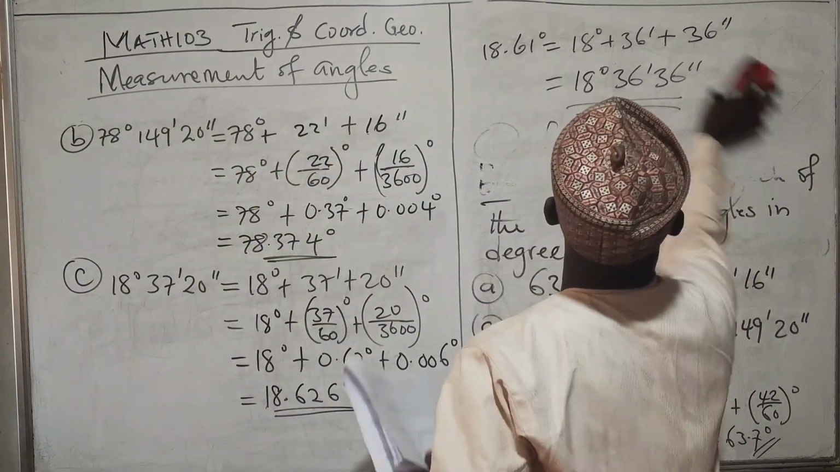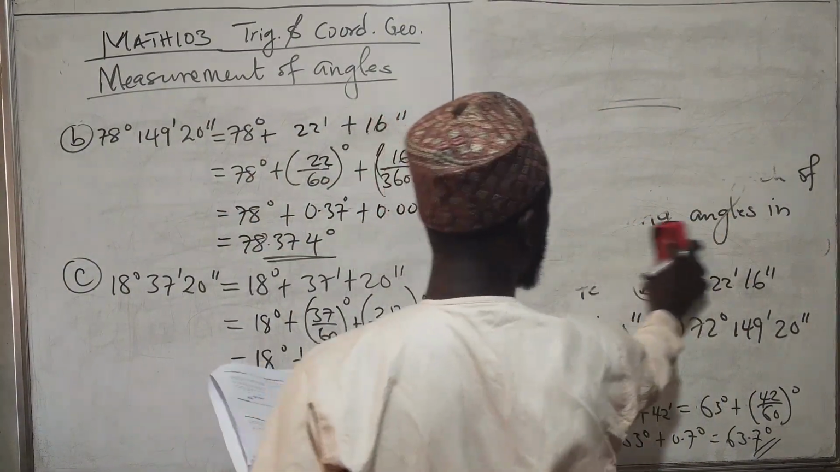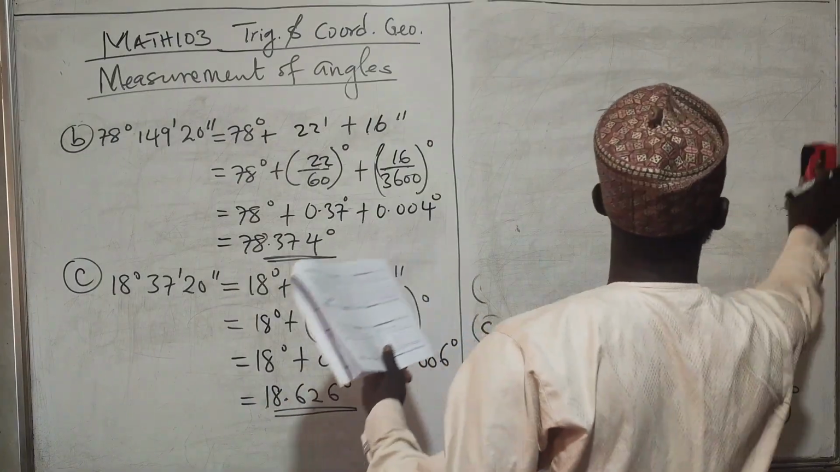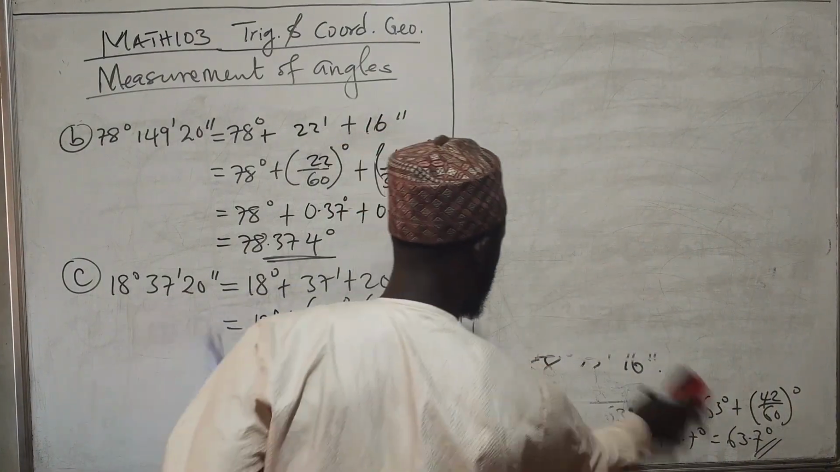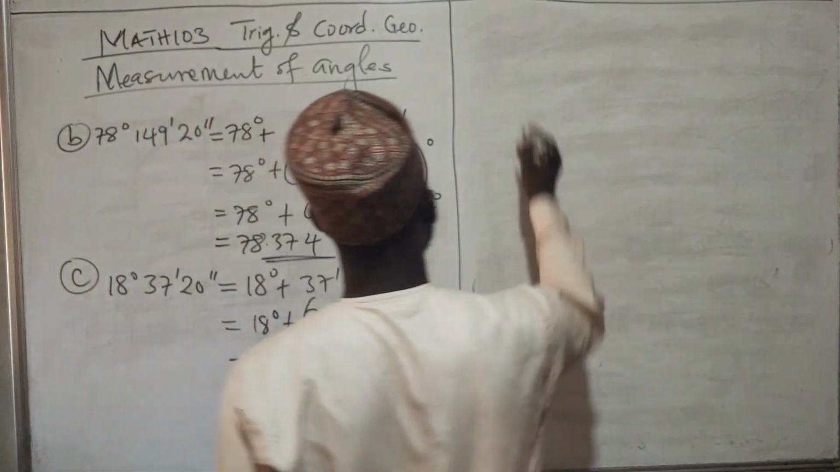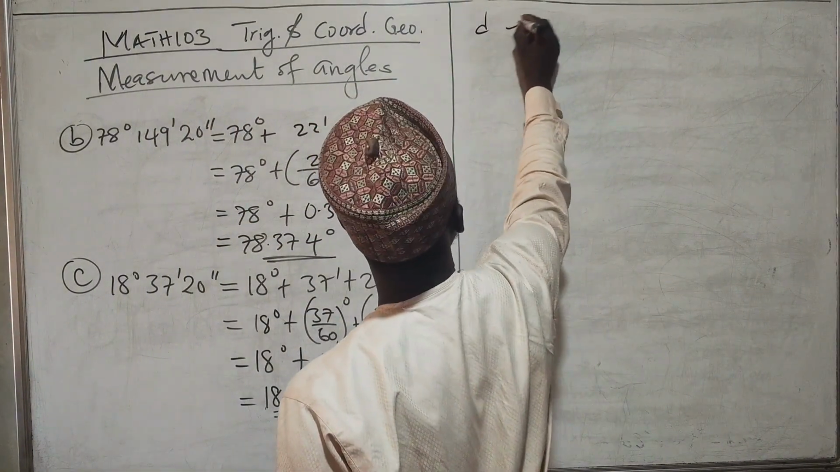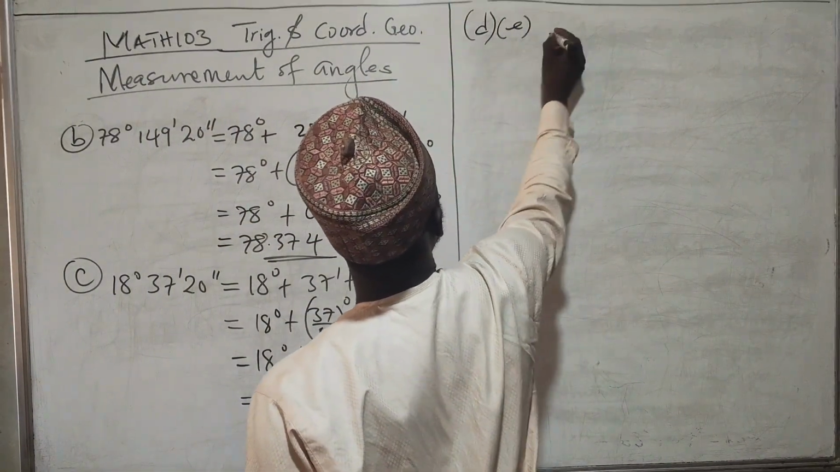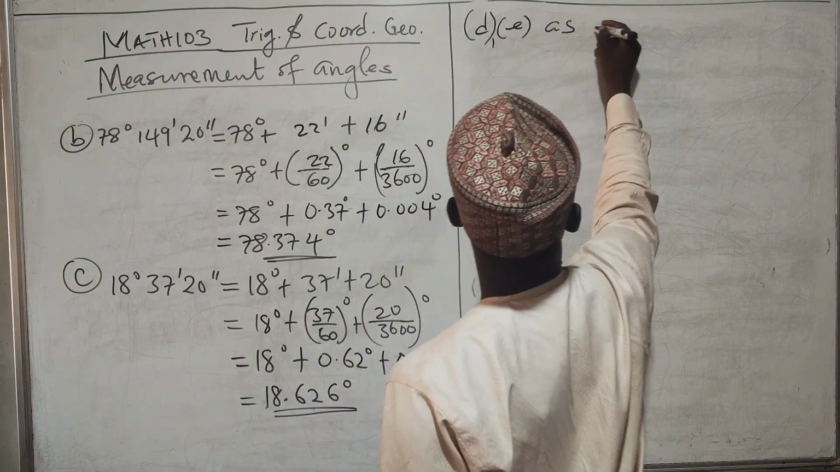So the rest are the same. I expect students and viewers to attempt number D and E as easy exercises.